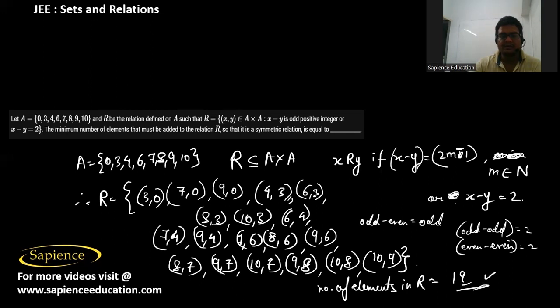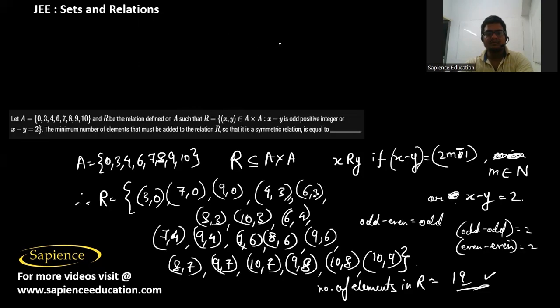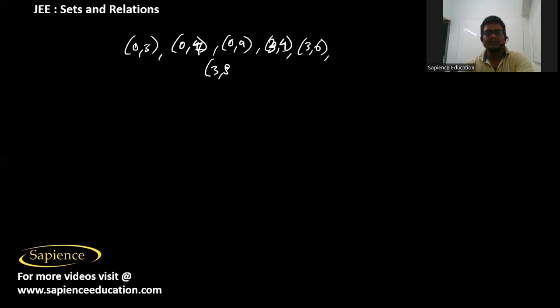We have to add 19 elements so that it is symmetric. Since why? Since here (0, 3) we have to add, and then (0, 4) also, (0, 7) we have to add, then (0, 9) we have to add, and then (3, 4) we have to include, and then we have to include (3, 6) also, and (3, 8) also. Since if it is symmetric, it means that if x is related to y, then y also should be related to x.